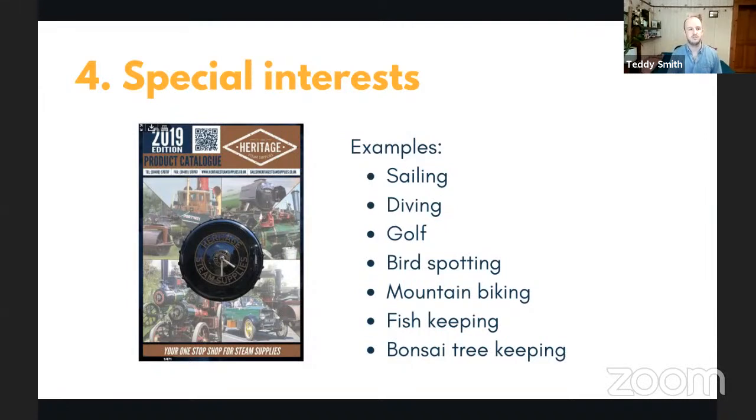But if you can find some blogs or magazines about these hobbies, then you can start to find what problems people are having in those niches, and you can start to solve those problems and maybe build a brand around it.